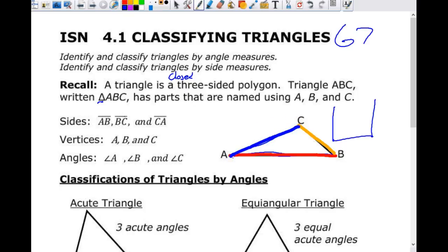We also have three vertexes: vertex A, vertex B, vertex C. Angles, we have three angles as well: angle A, angle B, and angle C. Triangles always come in threes. Tri does mean three. So what does triangle mean? Three angles.